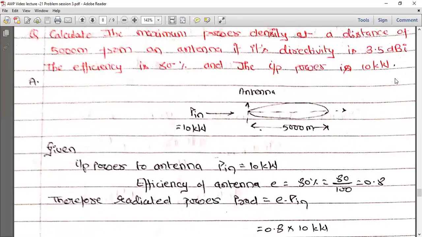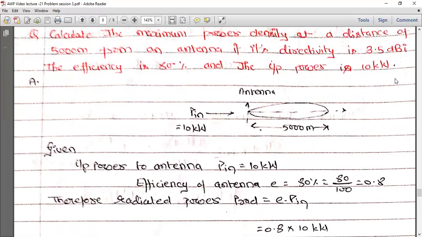So if in a particular question you are given directivity as just a single value, you should consider that this is the maximum value of directivity in some arbitrary direction. We don't know the direction, and we are not concerned with the direction. We should consider that this is the maximum value of directivity, and this directivity is along the distance at which we have to calculate the power density.